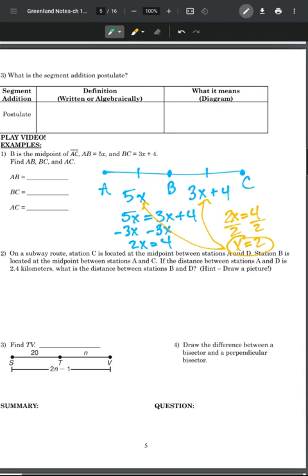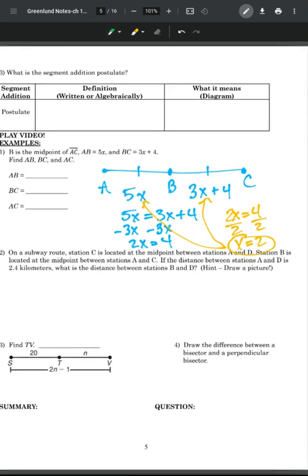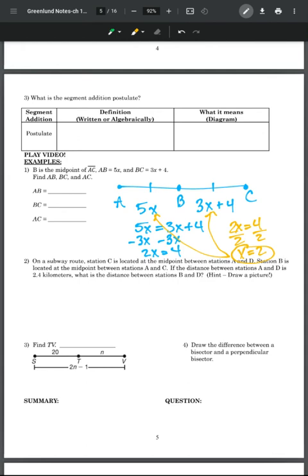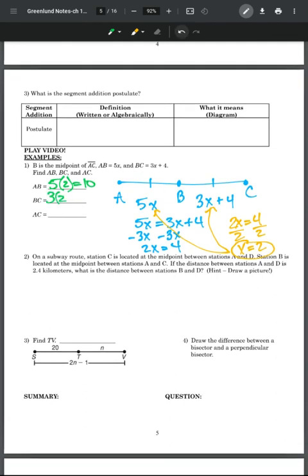The line AB, so AB is 5x. Well, now we have, sorry about that. We have 5 times 2, which in this case is equal to 10. BC is 3x plus 4. So now if we plug 2 in for x, we get, let me erase that quick. We get 3 times 2 plus 4, which is also equal to 10.